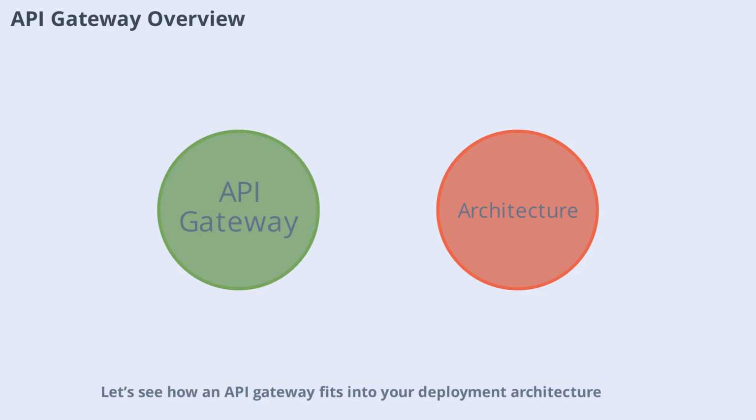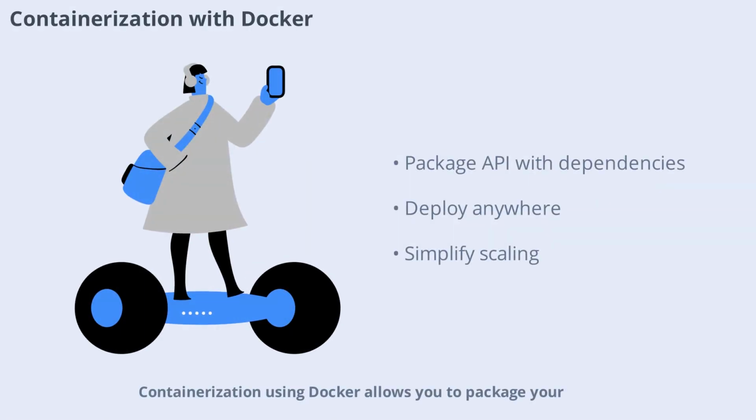Let's see how an API gateway fits into your deployment architecture. Containerization using Docker allows you to package your API and all its dependencies into a single, portable unit. This makes deployment consistent across different environments and simplifies scaling. Docker containers can be deployed on cloud platforms, on-premises servers, or even your local machine. Containerization is a best practice for modern API deployment.